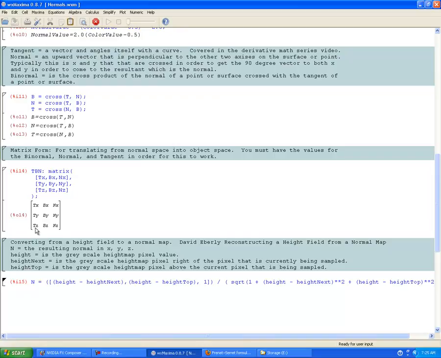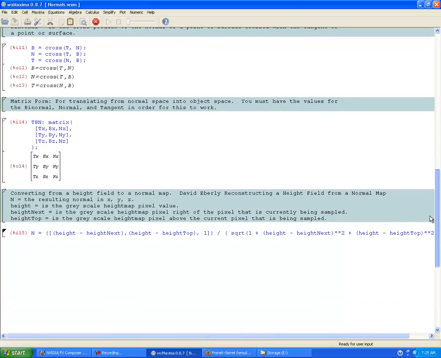Tx, Ty, Tz here for your tangents. Then for your binormal x, binormal y, binormal z, and then your normal x, normal y, normal z. And there's your matrix. So there's your transform matrix for going from the different spaces. There you go. Multiply it times that, and bam, you get it into object space from your normal space.